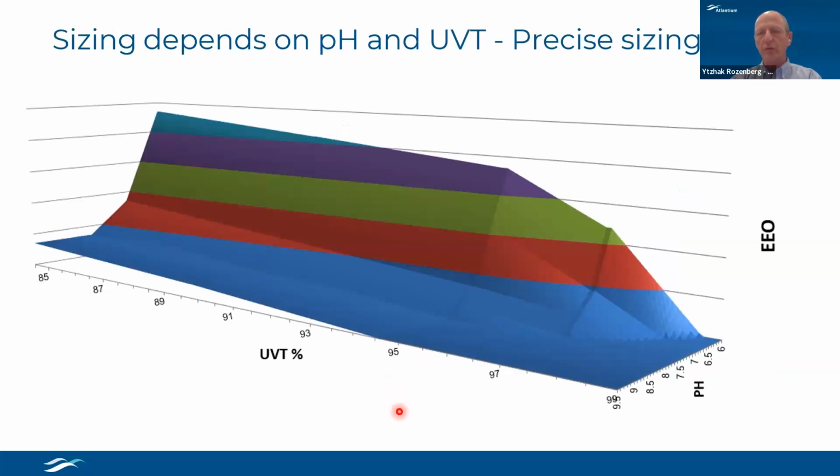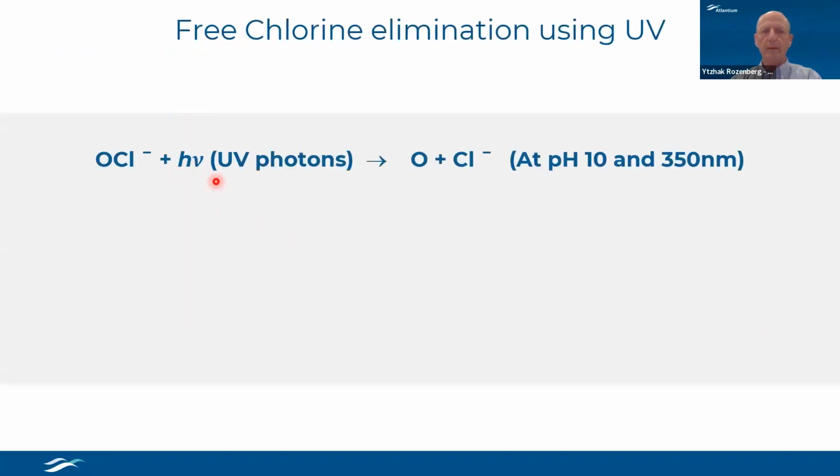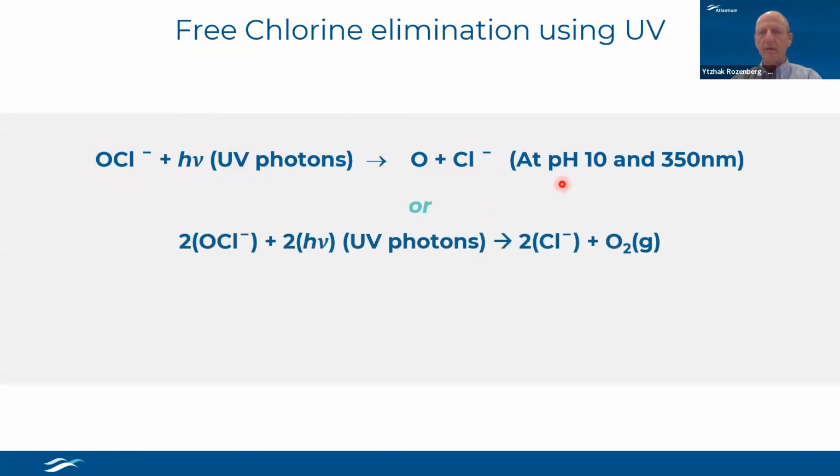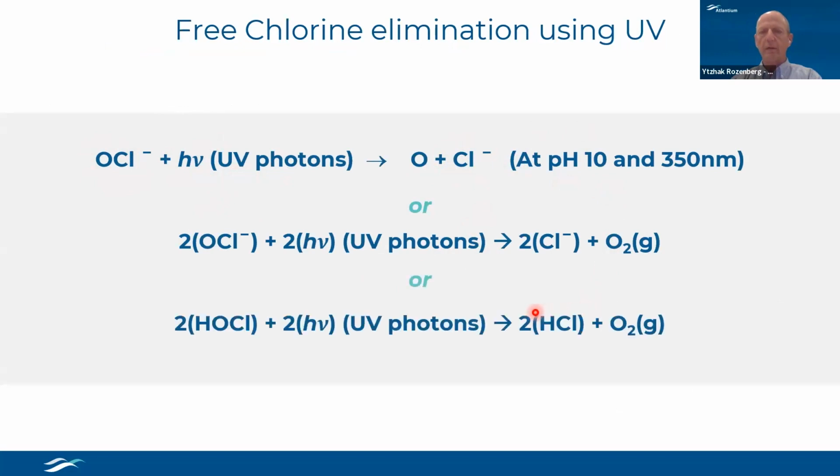For sizing the solution, we need to know the clarity of the water for UV, the UVT. We need to know the pH. And by this, we can define the needed power to decompose the free chlorine. So at Atlantium, we have vast experience in sizing and implementing the UV solution based on some parameters that we will require from the specific prospective clients. And the equation: the UV photons introduced to the OCl minus end up with Cl minus. This is at a pH of 10. So you can see here the chemical equations with the UV photons ending up with Cl minus.